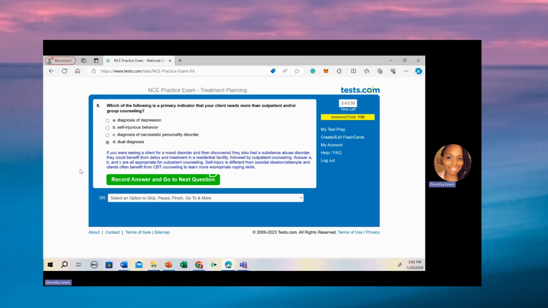D, dual diagnoses. If you are seeing a client for a mood disorder and then discover they also have a substance abuse disorder, they could benefit from detox and treatment in a residential facility, followed by outpatient counseling. Answers A, B, and C are all appropriate for outpatient counseling. Self-injury is different from suicidal ideation and attempts, and clients often benefit from CBT counseling to learn more appropriate coping skills.